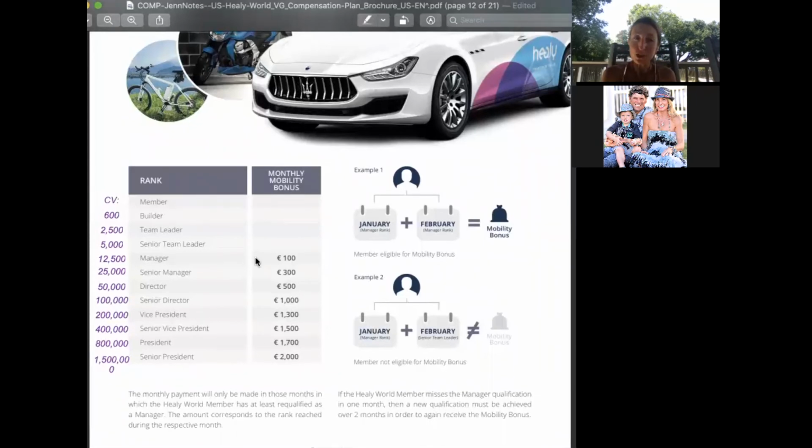So once you reach manager, you actually receive a monthly bonus of 100 euros. Now, again, even if you're in the US, no matter where you're at, it's all paid out in euros. And then once that paycheck arrives, it gets converted into your appropriate currency. So as you move up to senior manager, that's a 300 monthly mobility bonus. And you can see how these can get pretty substantial as you do increase in your rank. This does get paid out as long as you are at least a manager for at least 2 months in a row.